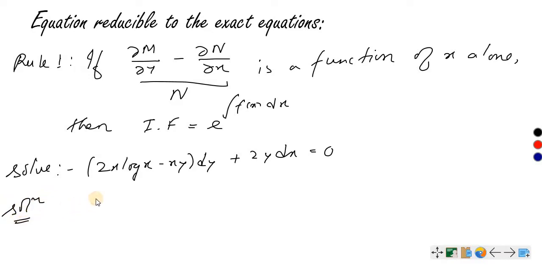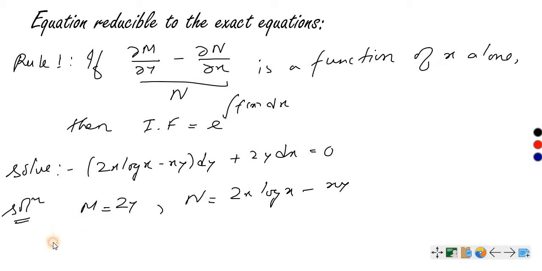So solution: here what is M and what is N? Here M is what? With dx we have 2y, so this is our M here, so I will write here M. And what is N here? With dy this part is related, so our N will be equal to 2x log x minus xy. So we have got M and N.